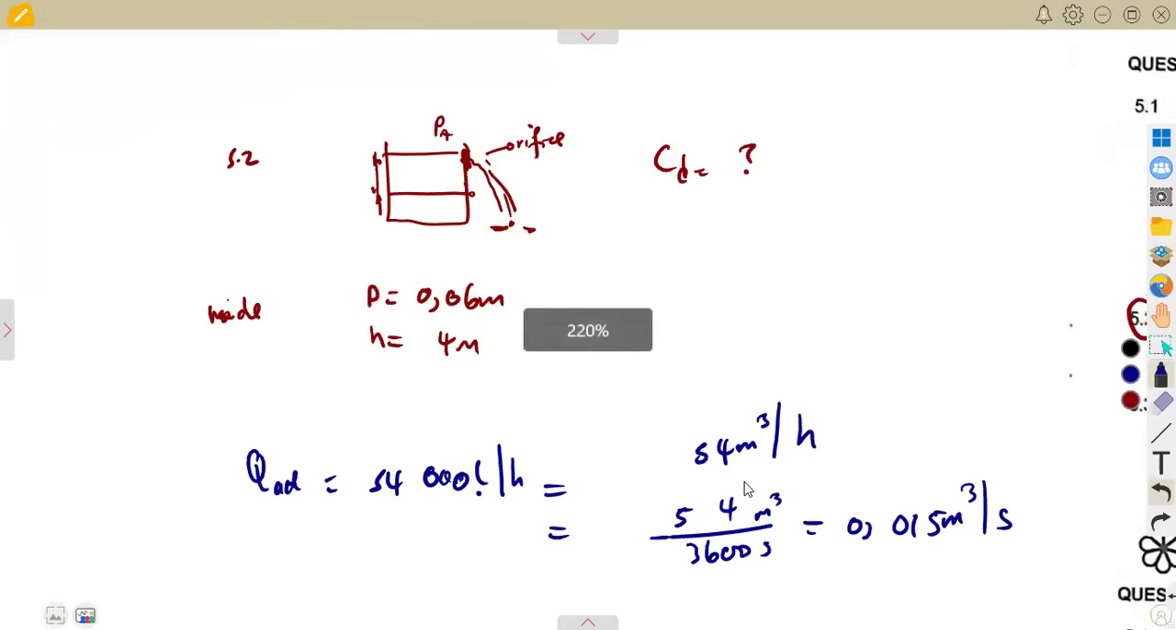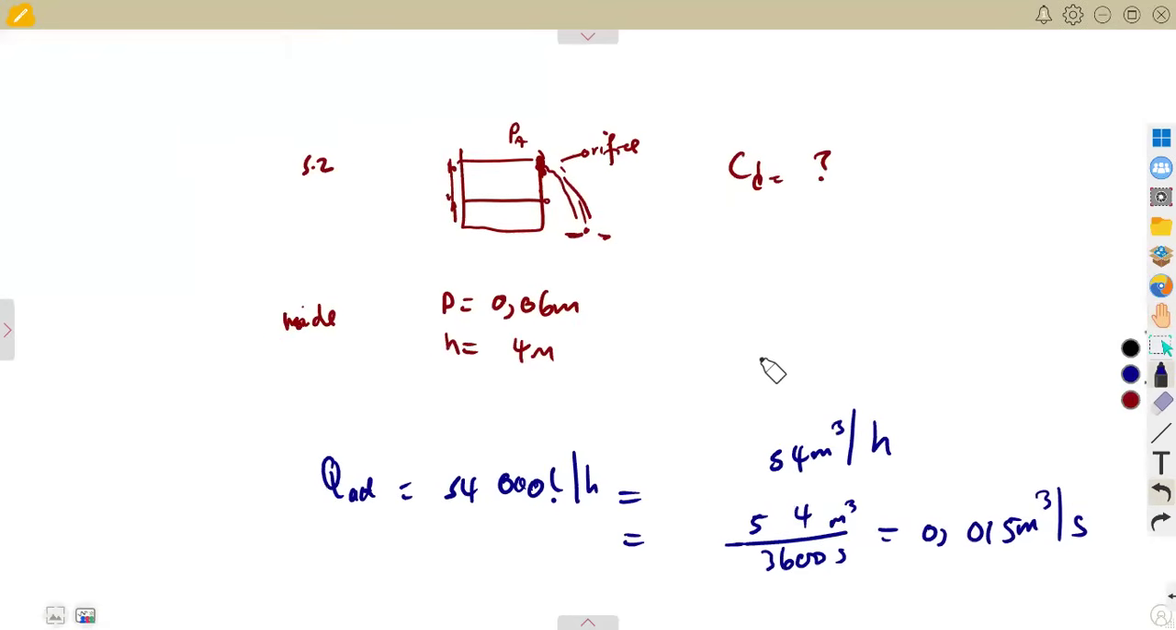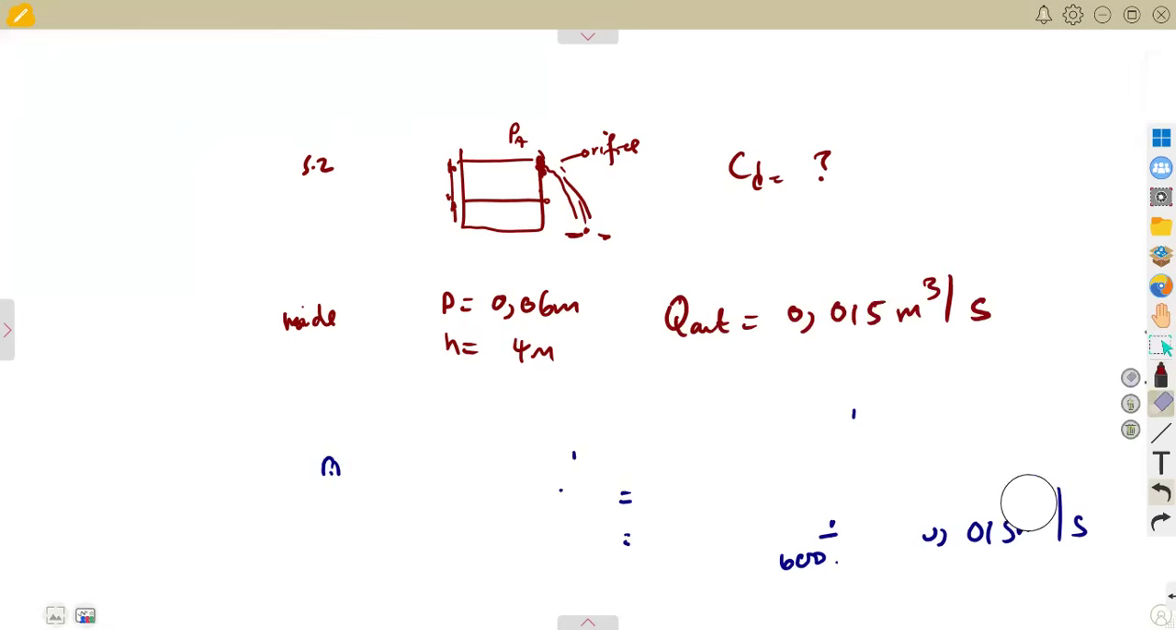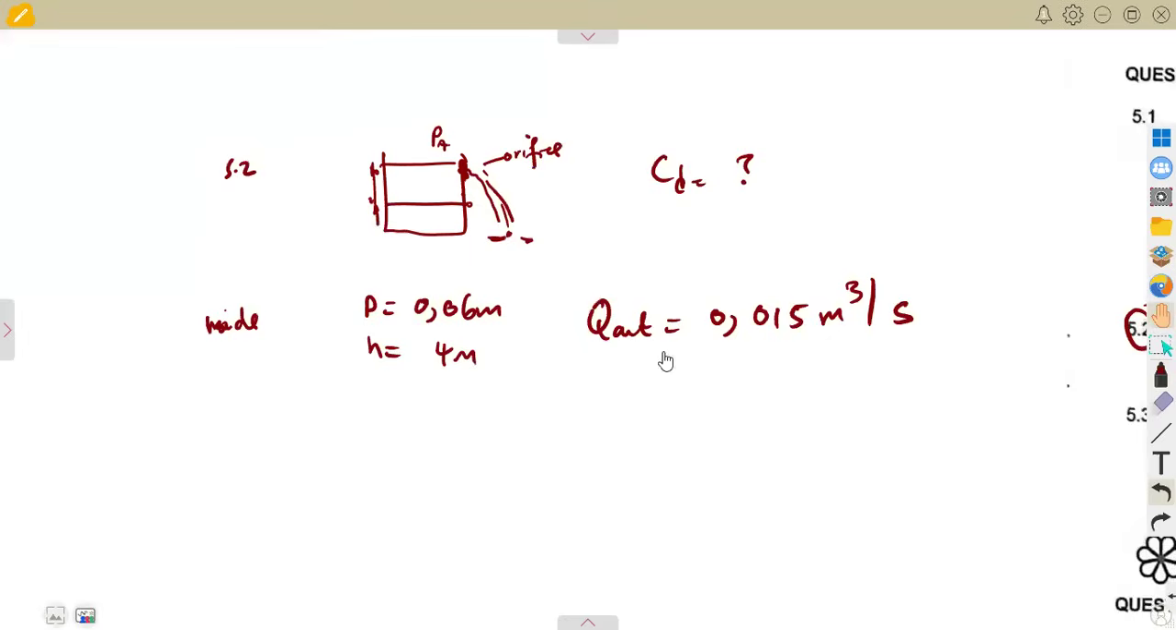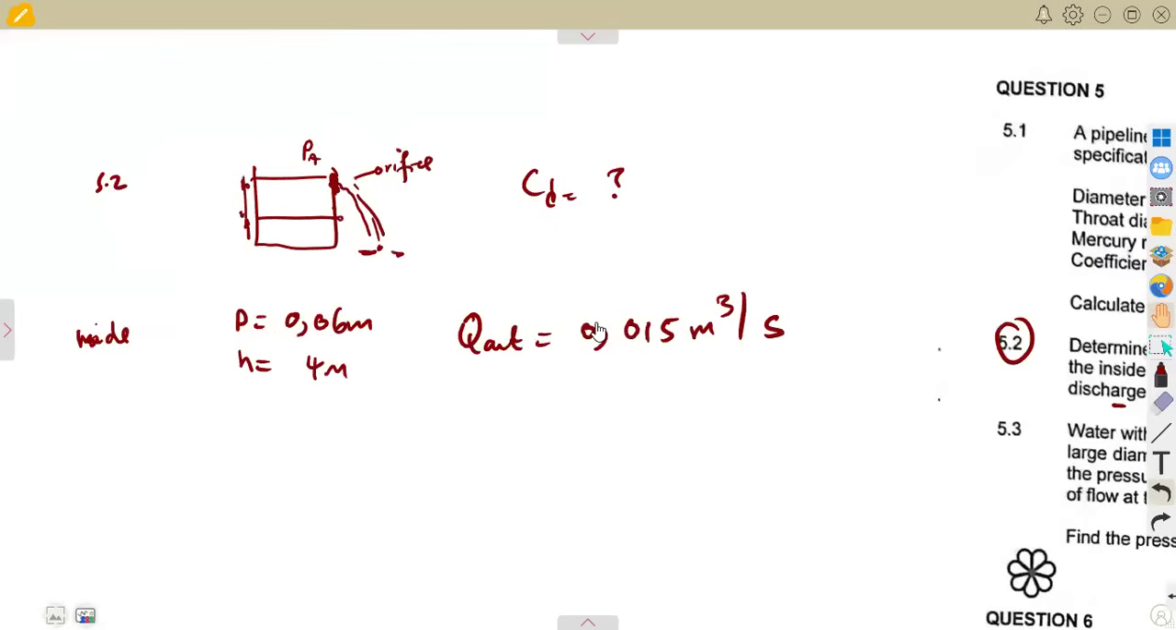Remember, the delivery is supposed to be in cubic meters per second. So we are given the actual delivery there. All right, that is the actual delivery, which is 0.015 cubic meters per second. So this is the information that we have there. Let us check what we can do. So the question was, from this information, calculate the coefficient of delivery.